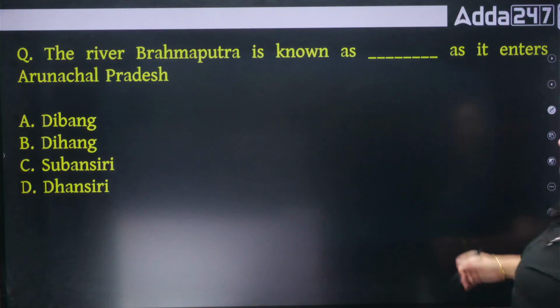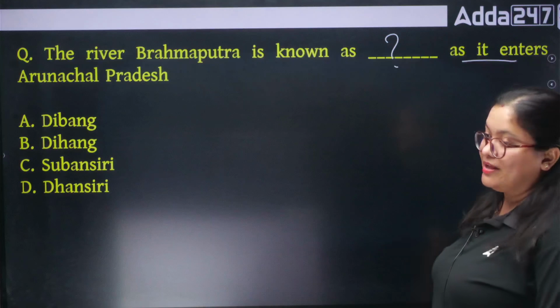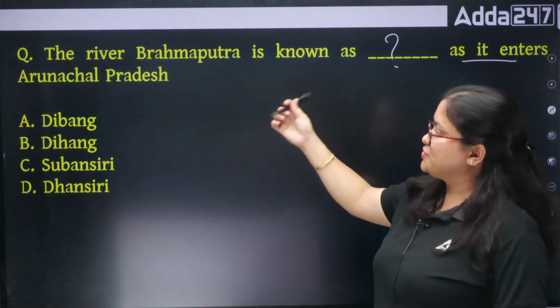Next question. The river Brahmaputra is known as what as it enters Arunachal Pradesh? You all know where most of the Brahmaputra is flowing.